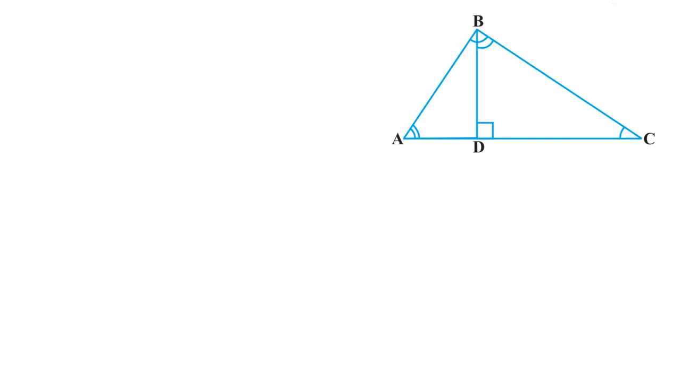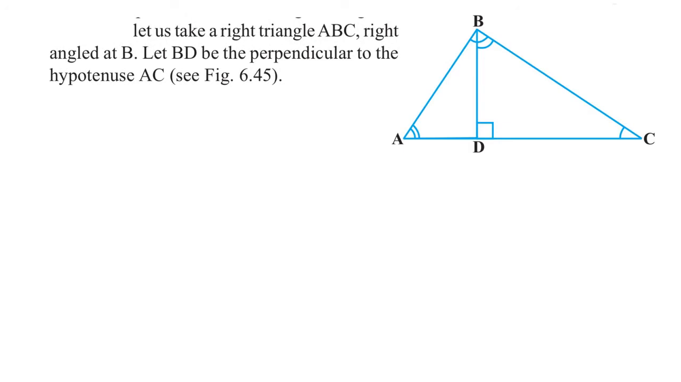Before we get to understanding Pythagoras theorem, let us first understand another concept. Let us consider the triangle ABC, right angled at B. That means angle B is 90 degrees. And let us draw BD, a perpendicular line to the hypotenuse AC. So AB is a triangle, angle B is 90 degrees, and we have drawn BD perpendicular to the hypotenuse AC. So it is dividing the triangle into two triangles over here.